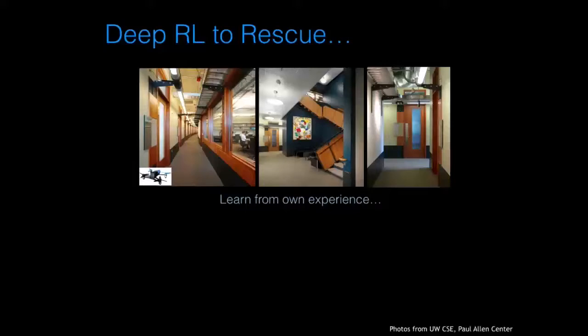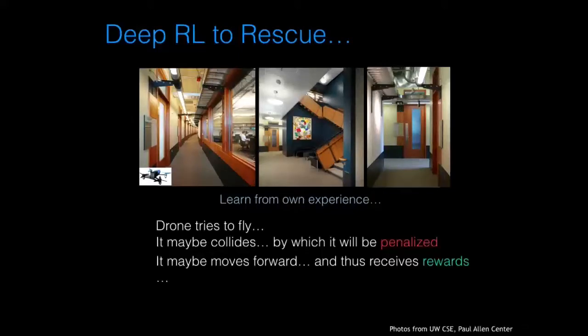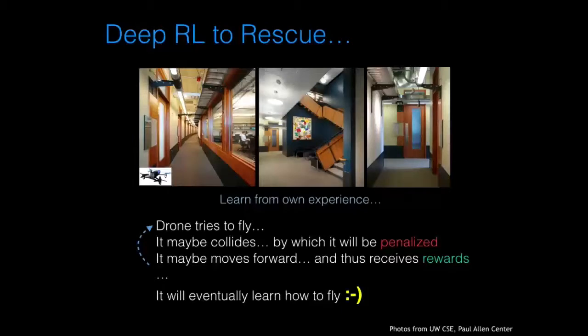So back to our problem. We have different corridors and we would like our drone to learn how to fly from its own experience. Alright, we'll let our drone fly. It may collide with things and it will be penalized, or it may move forward, for which it will be rewarded. It will continue doing this on and on in millions of iterations until it eventually learns how to fly. And at this point, we would be basically done.